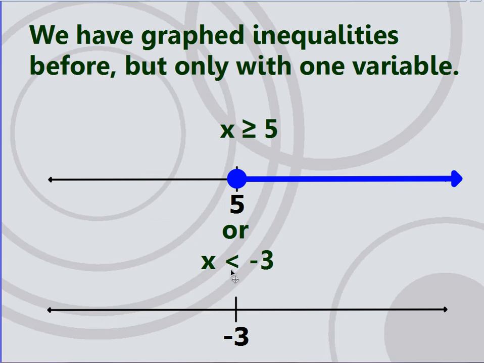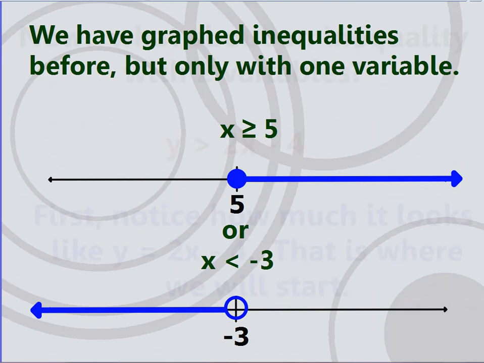When we graphed x is less than -3, -3 can't be less than itself, so we put an open dot at -3 showing that it was not part of our solution, and then shaded to the left where we can find all values less than -3.